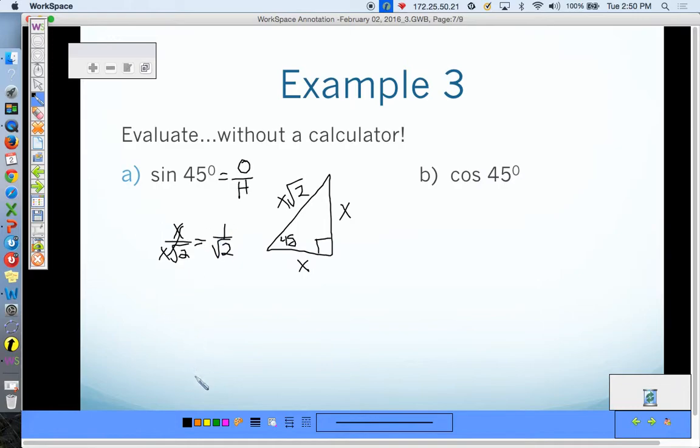And this is the one time I'm going to have you rationalize this. So times the square root of 2 over the square root of 2. So this ends up being the square root of 2 over 2. Cosine, a over h, that same thing, adjacent, x over x square root of 2. Well, that's exactly what we had over here, so that would rationalize to the square root of 2 over 2.